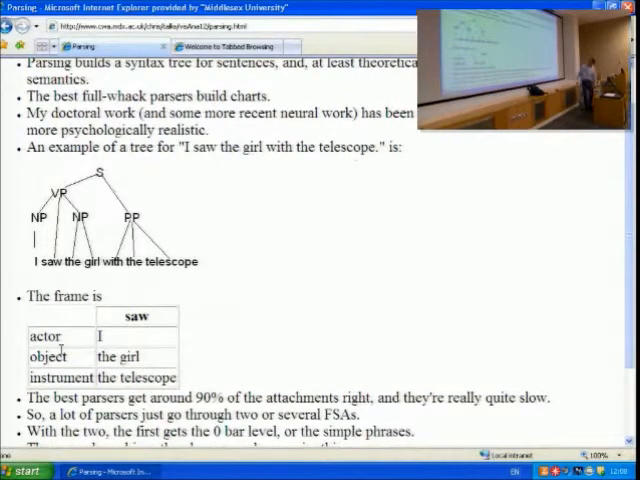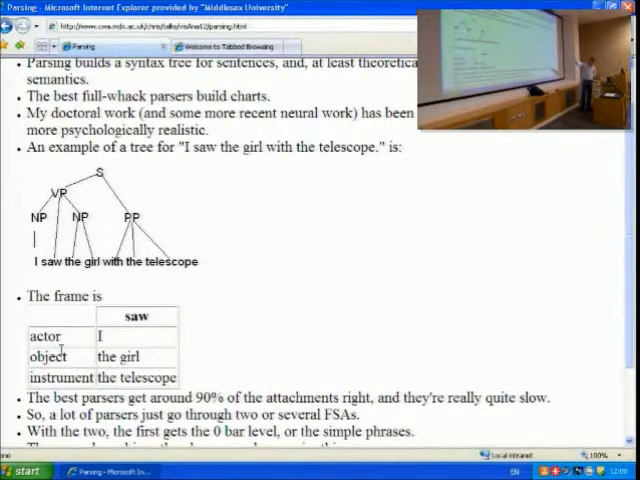My doctoral work, and some more recent neural work, I do neural simulations nowadays, so real neurons, has been on one-pass parsers, which is more psychologically realistic. When we read a sentence, we read it left to right. We don't sort of go back and forth. The best parsers get around 90% of attachments right, and they're really quite slow, agreeing with you. But they do other things. They're not psychologically valid. They do chart parsing, stuff like that, which is cool. And if you're engineering, that's fine. If you're trying to do what people do, that doesn't work.